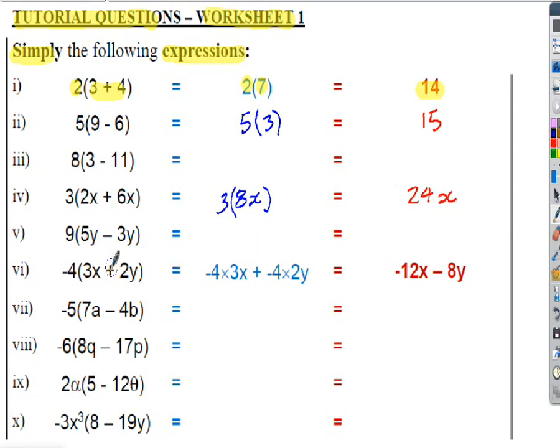Question 5 is very similar. We've got like terms inside the bracket, so we can simply add them up and then multiply by the number outside. I'll let you have an attempt at question 5. Question 6 is slightly more complicated.